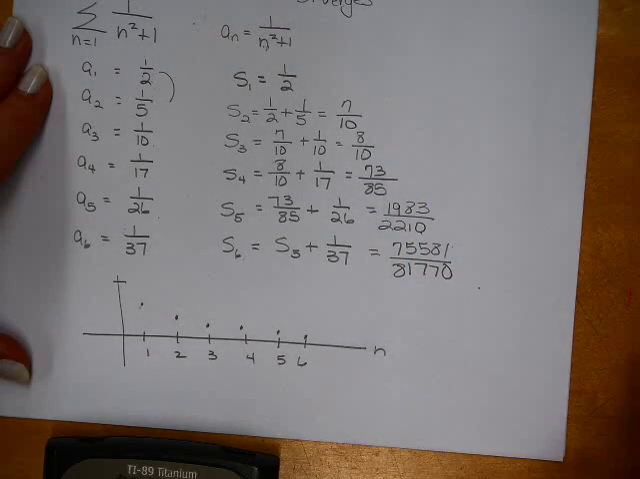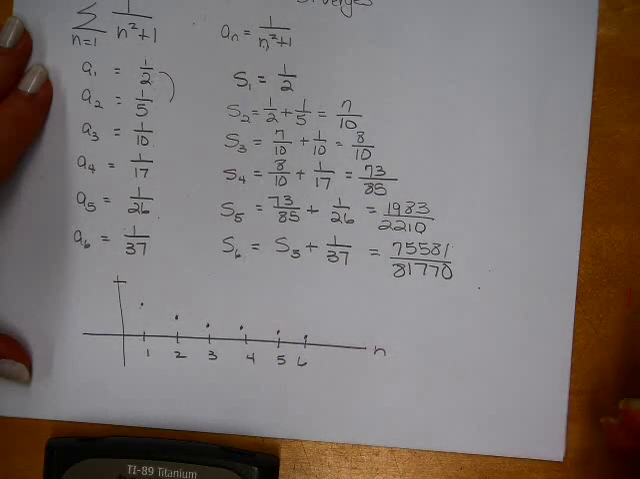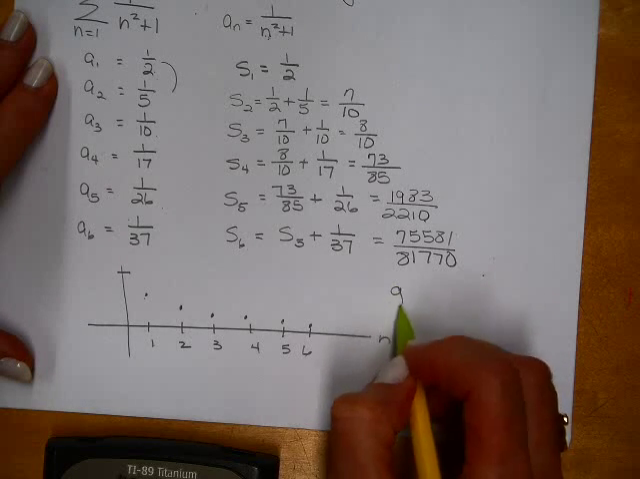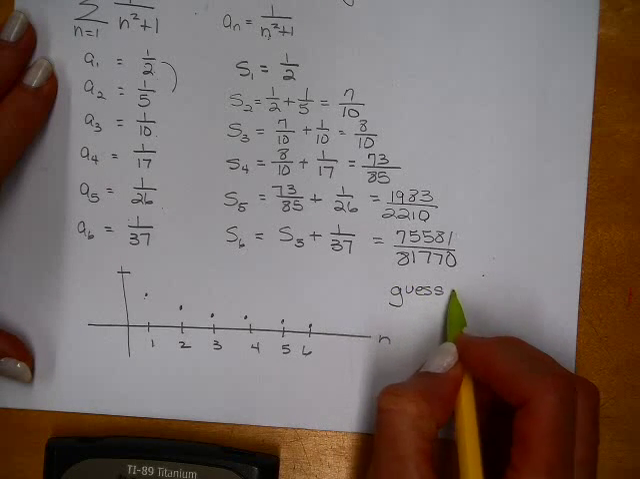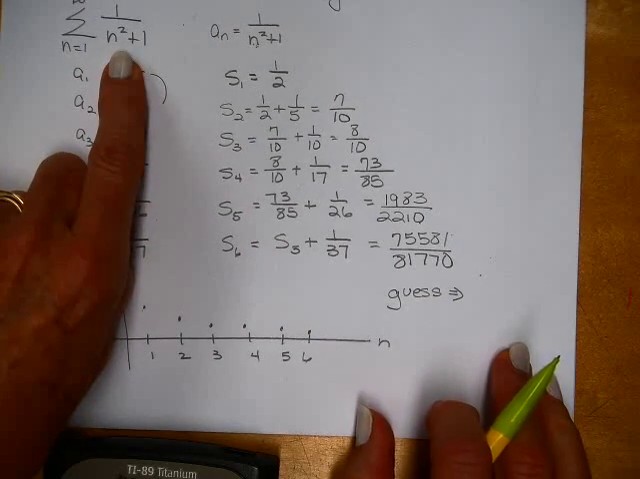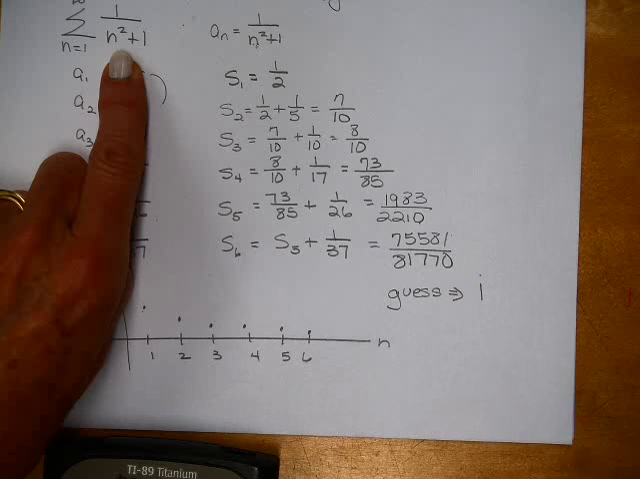they're 0.9 something. I would be guessing that these would be getting closer and closer to 1 is what I would guess. So I would guess, just by looking at these numbers, that this sum is getting closer and closer to 1. So it would be approaching 1.